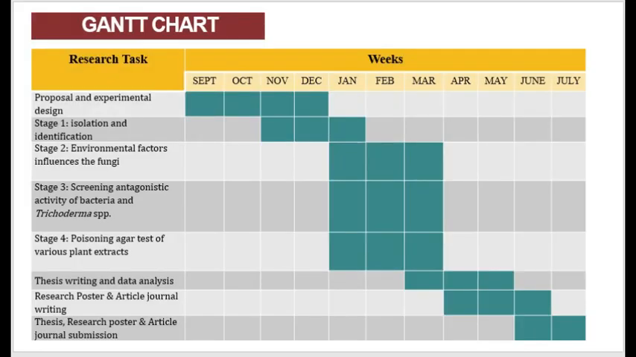Based on the Gantt chart here, in June I am supposed to be doing my research poster and journal article writing. Submission of the thesis, research poster, and journal article is expected in July.